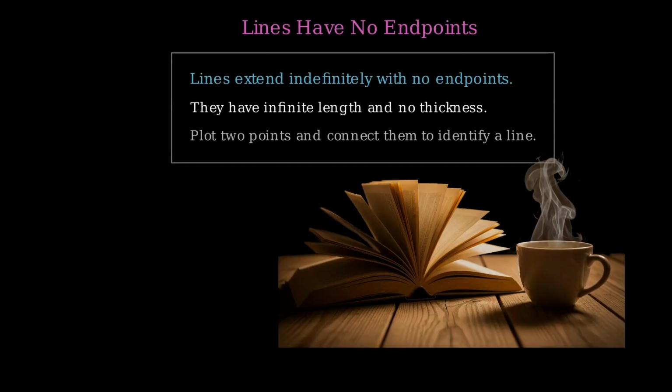A straight line extends indefinitely in opposite directions. Lines have no endpoints, meaning they have no beginning or end. They have infinite length and no thickness. To draw a straight line, you simply need to plot 2 points on it and connect them.